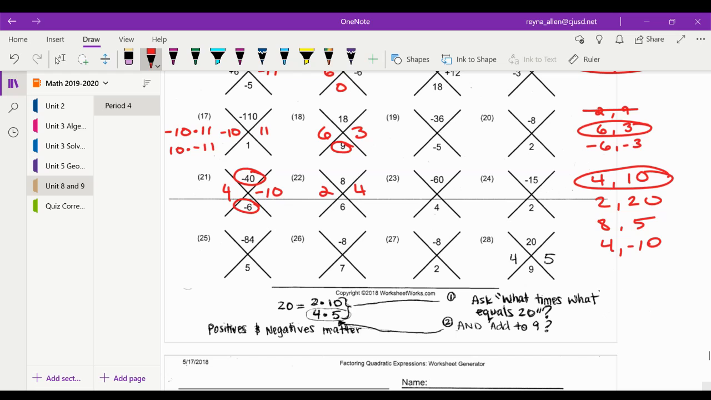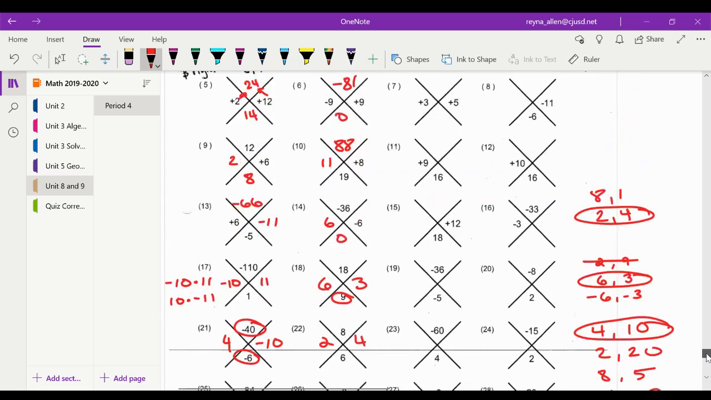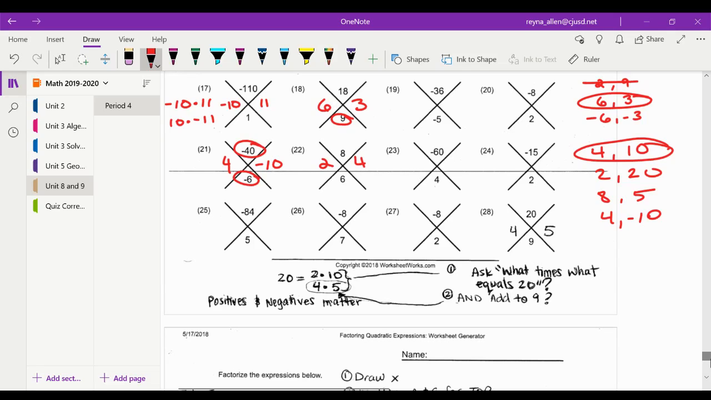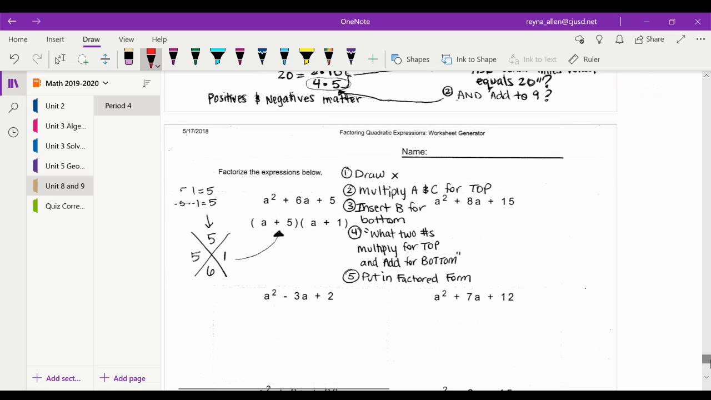So I'm going to have you guys pause your video here and finish these ones on the right side. Okay, so go ahead and pause. Okay, now for your other section, you can unpause it.